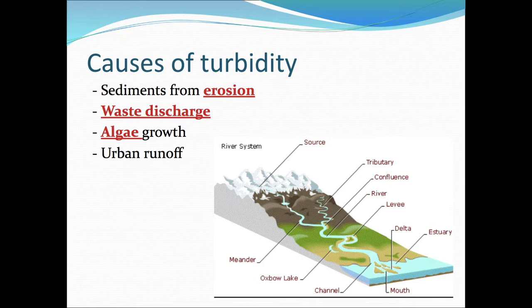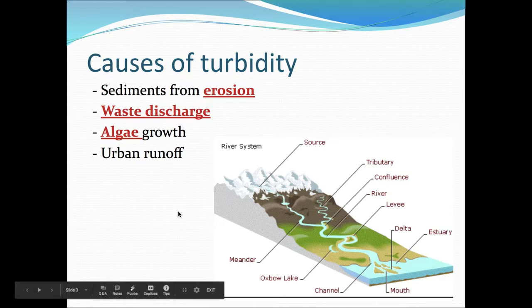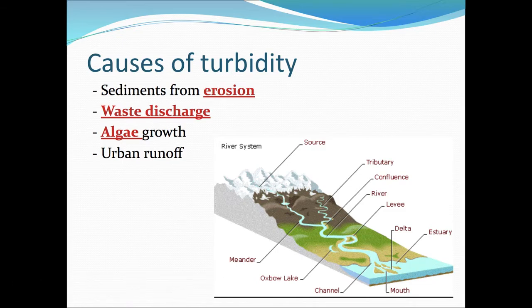Waste discharge from like a sewage pipe, algae growth, which we're going to look at here shortly, how people increase algae growth, and urban runoff. Runoff is a common source of contaminants that decrease water quality. All right, so turbidity is how cloudy the water is.